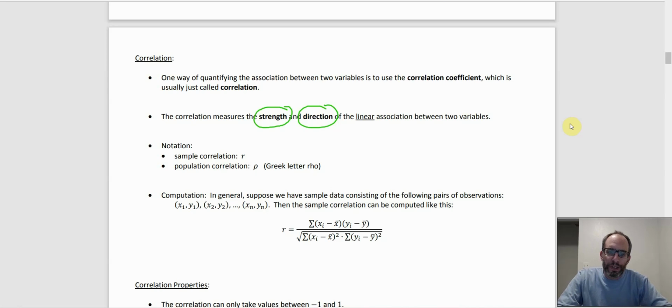Notation: the sample correlation is r, and the population correlation is a lowercase Greek letter rho. So the thing that kind of looks like a p, that's what that is. And we will need that actually in a little bit.